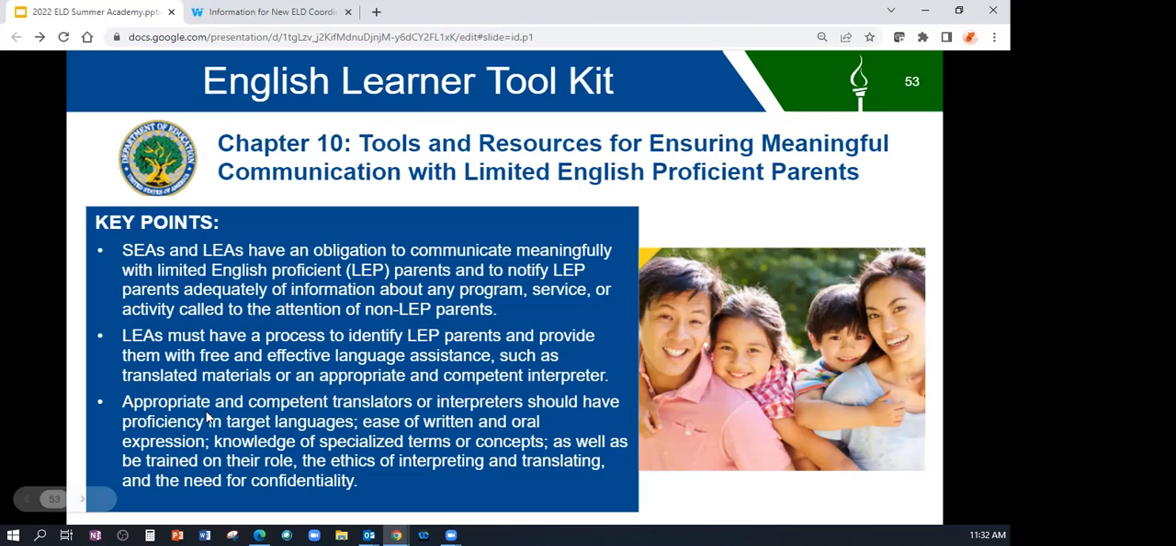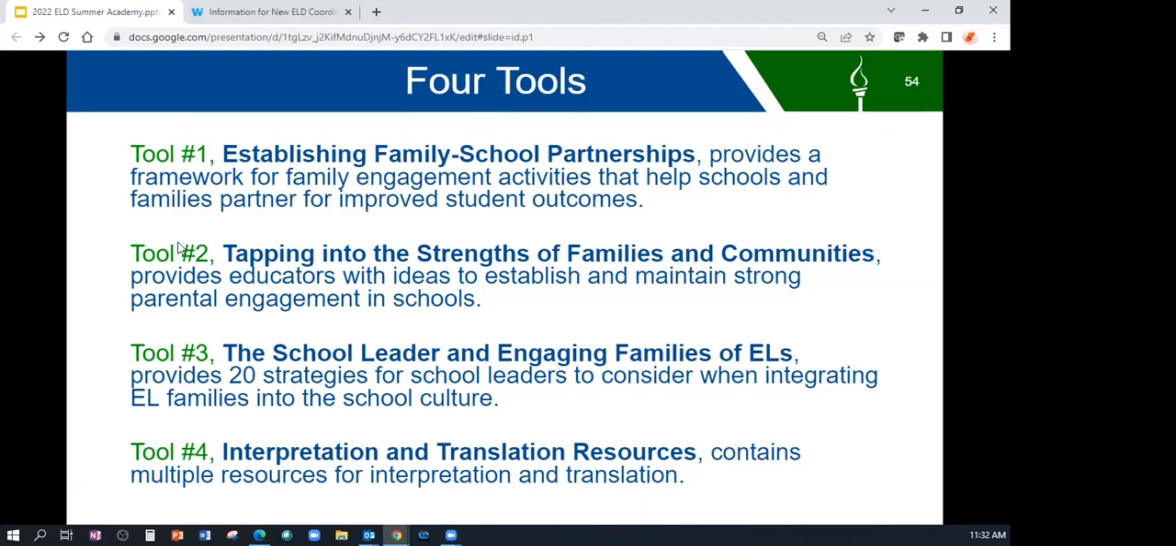And you have to have appropriate and competent translators or interpreters that help with the needs of translating and interpreting for your district. So have a list of interpreters and translators that you can go to within your district, or a service that you can contact. And then there are 4 tools for this one.